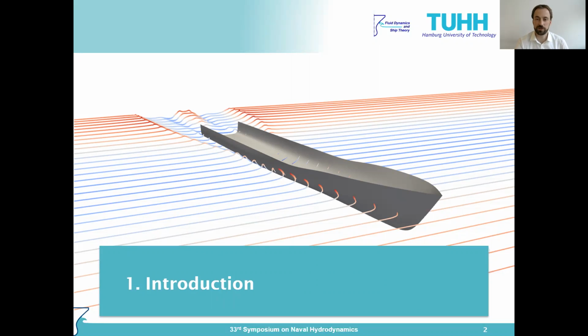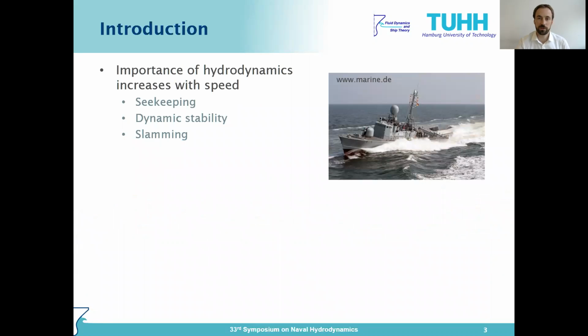Let me begin by giving you some reasons why this topic might be of practical interest. First of all, the term semi-displacement vessel refers to vessels roughly operating between Froude numbers of 0.5 and 1. And as the ship speed increases, the importance of hydrodynamics and ship design often increases as well. For example, seakeeping might become more and more of an issue as the excitation forces tend to increase. Dynamic instability may become an issue, especially for fast ships, and also slamming should be considered, especially for catamaran vessels.